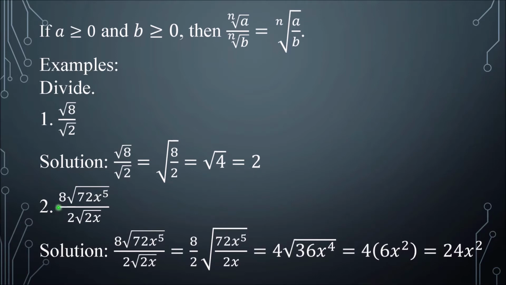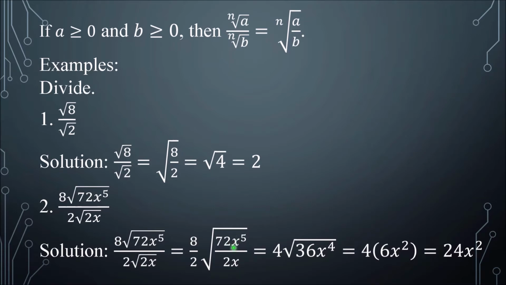Number 2, 8 square root of 72x raised to 5 divided by 2 square root of 2x. So first, let's have the coefficients, 8 and 2. So we need to divide that, 8 over 2. And then the radicands, 72x raised to 5 and 2x. So we need to divide that also.